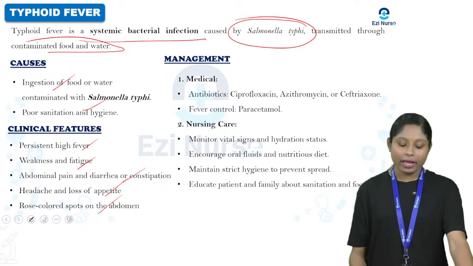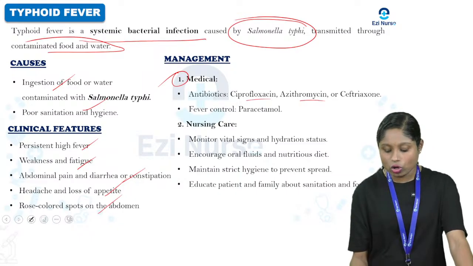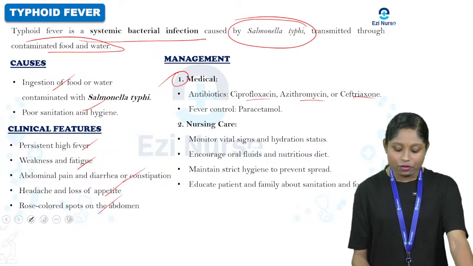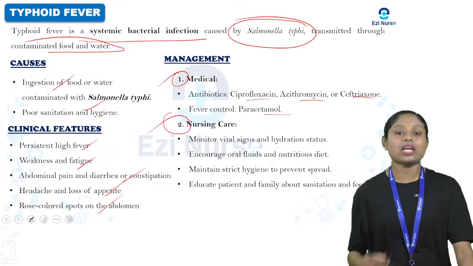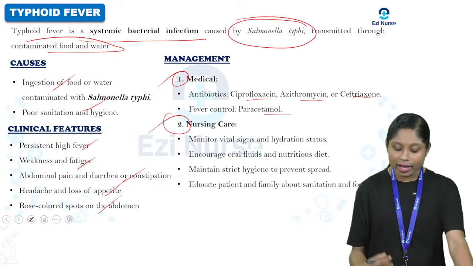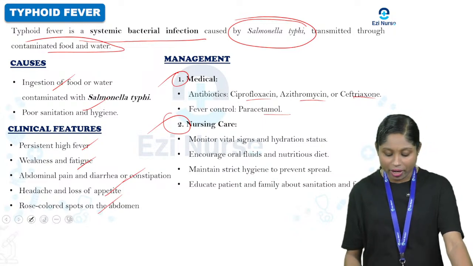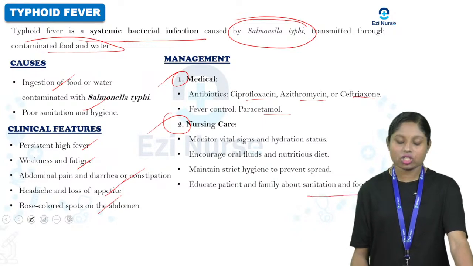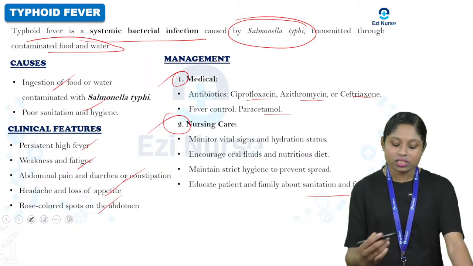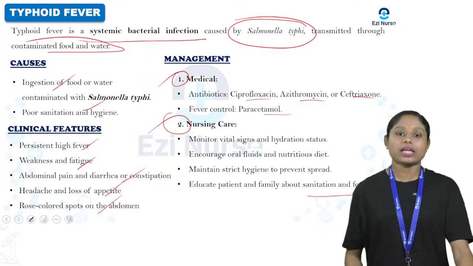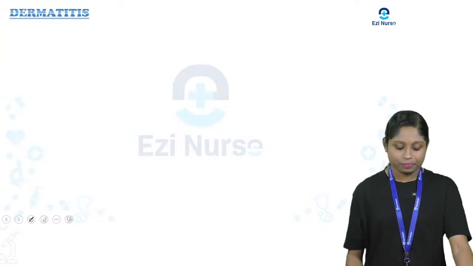So how can we do the management? First is medical management: antibiotics like ciprofloxacin, azithromycin or ceftriaxone, and fever control with paracetamol. Coming to nursing care: monitor vital signs and hydration status of the patient, encourage oral fluids and a nutritious diet, maintain strict hygiene to prevent the spread, and educate patient and family about sanitation and food safety. So this is typhoid fever. It is a communicable disease, a systemic bacterial infection caused by Salmonella typhi transmitted through contaminated food and water.